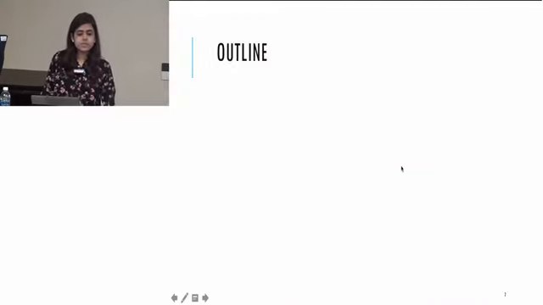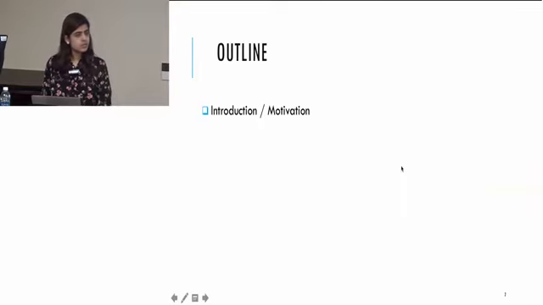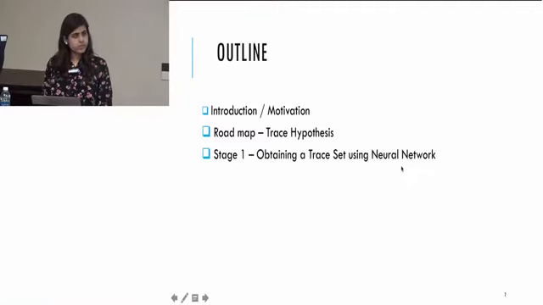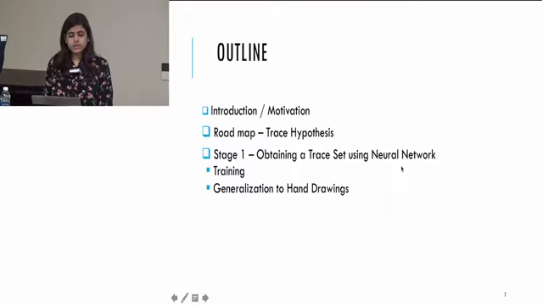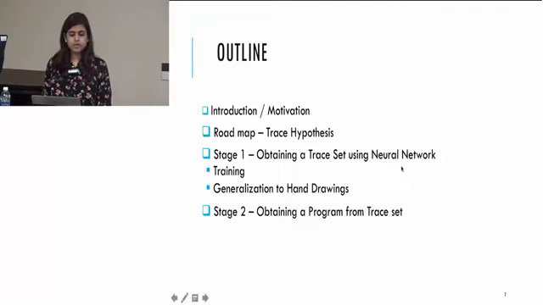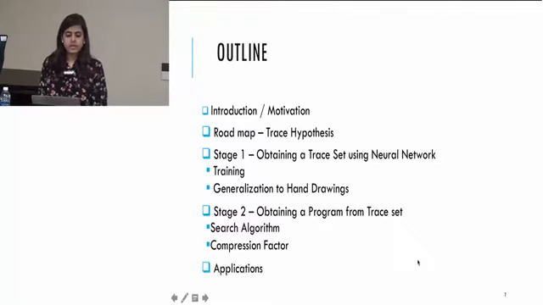So the outline of my presentation is as follows. We'll talk about the introduction, the motivation behind this research. We'll discuss the roadmap, which is actually the trace hypothesis. We'll discuss stage one of the trace hypothesis, which is obtaining a trace set using a neural network. We'll talk about how it has been trained. We'll see how this idea has been extended to hand drawings. We'll then discuss stage two of this trace hypothesis, which is obtaining a program from the trace set. We'll look into the search algorithm that does it. We'll see what compression factor is. And then finally, we'll talk about the applications of this research.